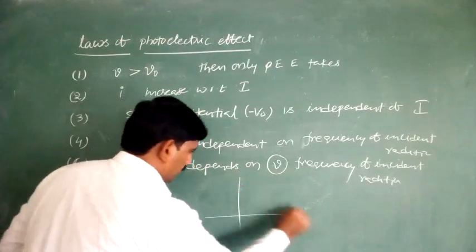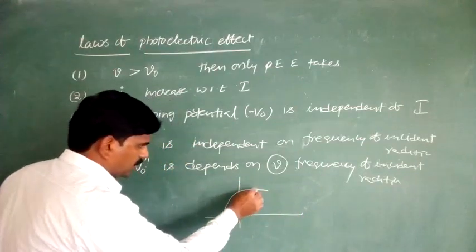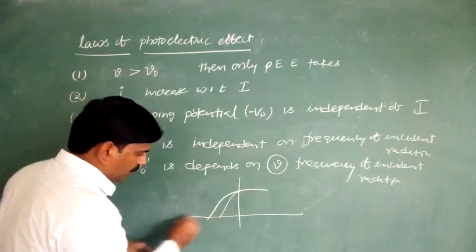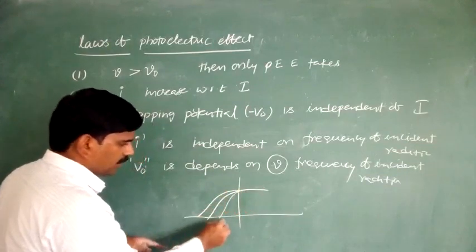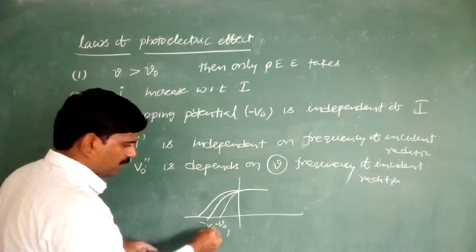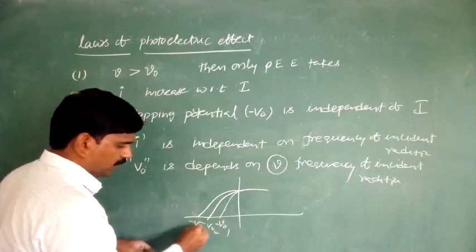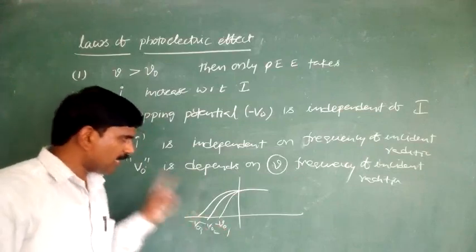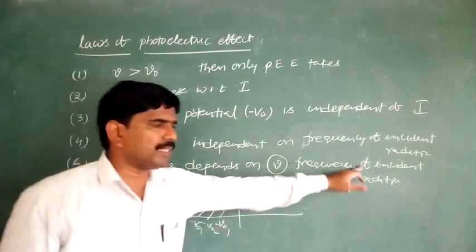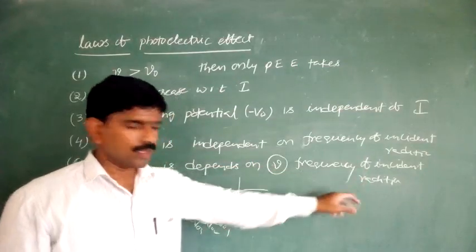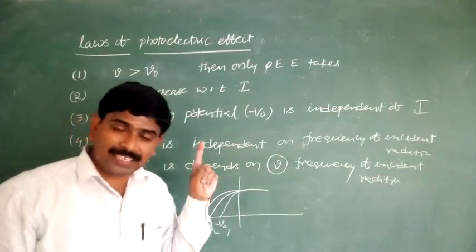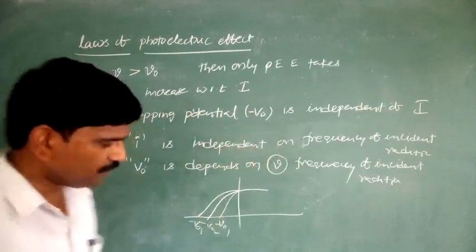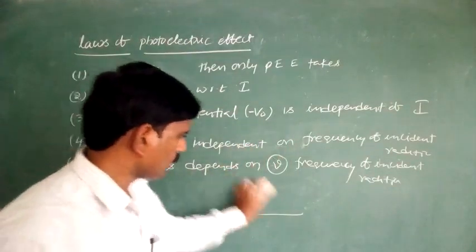You get the graph like this. For the same intensity, the saturation current is the same for different frequencies of the light. Here these are minus V naught 1, minus V naught 2, minus V naught 3. These are the stopping potentials. So stopping potential depends on the frequency of incident radiation, and it is independent of the intensity of incident radiation.